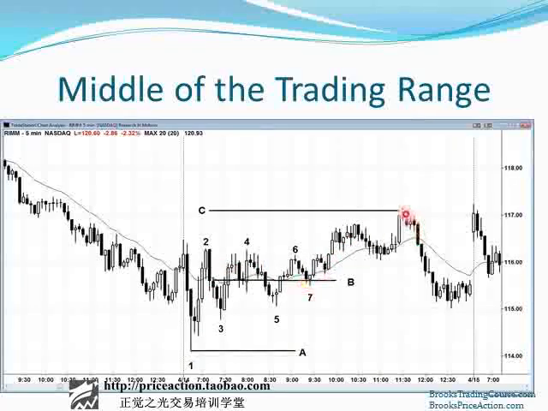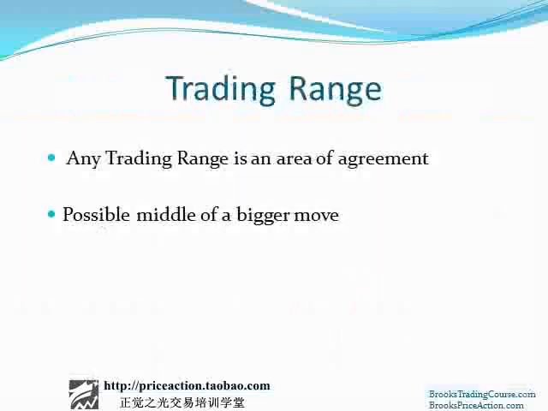It started to find sellers. Some of the sellers were profit takers, and some of them were shorts. And obviously there were a lot of shorts because the market came back down into the middle of the trading range. Okay, so a trading range is an area of agreement, so it might be the middle of a bigger move.